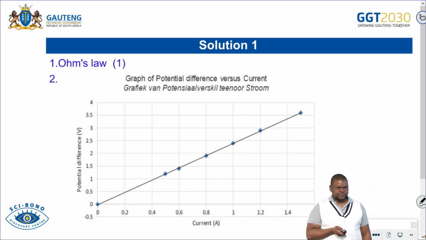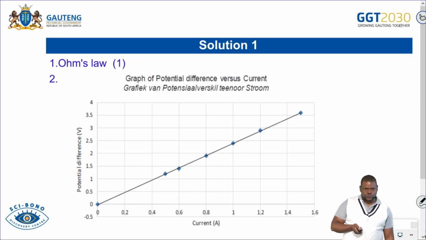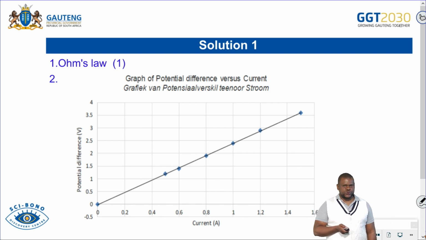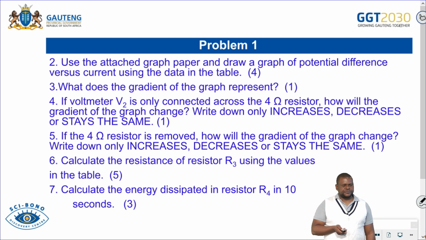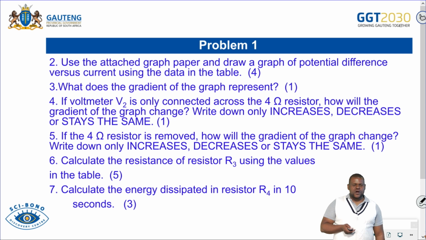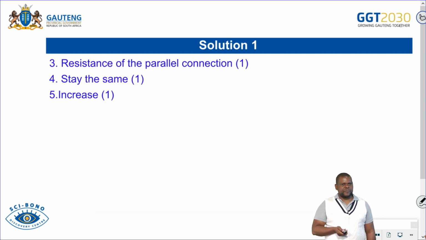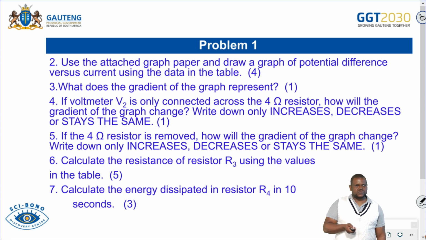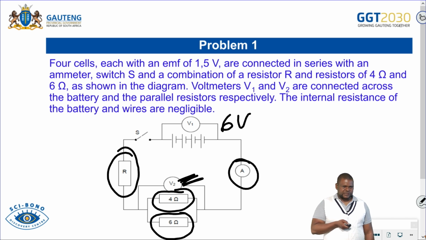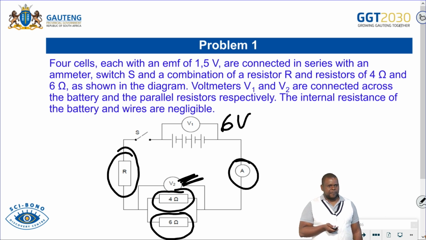Okay, grade 11s, that is number two. The graph is the answer for number two. Now we are continuing. Question three says, what does the gradient of the graph represent? That is for 1 mark because it's very easy. It is the resistance of the parallel connection. Look at the deck, can you see? The gradient is the resistance of the parallel connection.